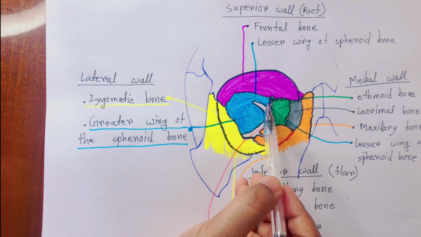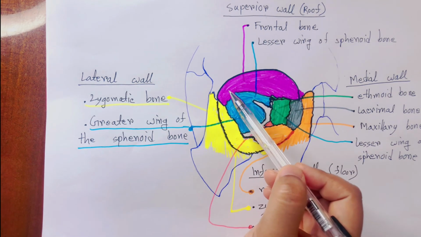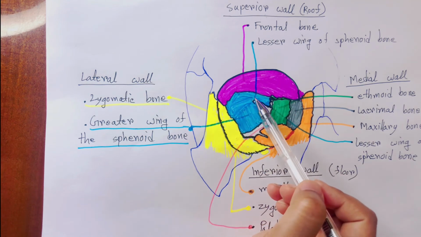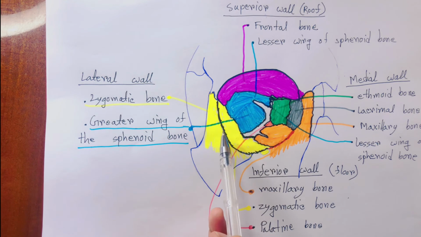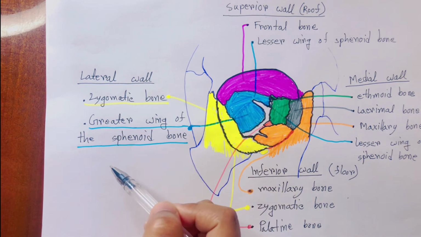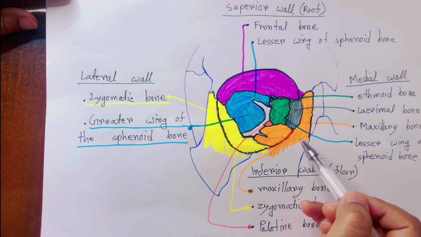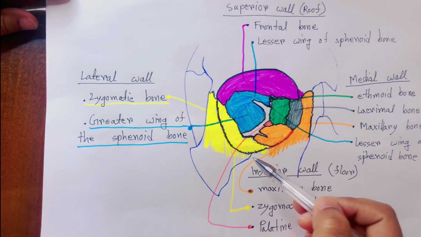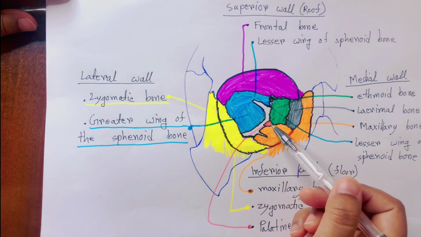So we can see medial wall is made up by ethmoid bone, then lacrimal bone and maxillary bone, and also a little part of lesser wing of sphenoid bone. And superior wall is made up by frontal bone and lesser wing of sphenoid bone. Then lateral wall is made up of another two bones, zygomatic bone, this yellow bone, then greater wing of sphenoid bone. And inferior wall is made up by this orange color maxillary bone, then also zygomatic bone, then a tiny part of palatine bone.